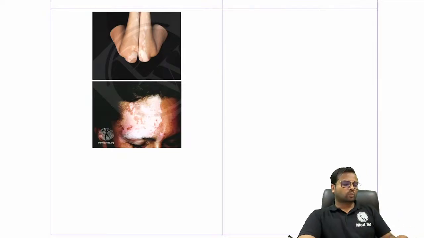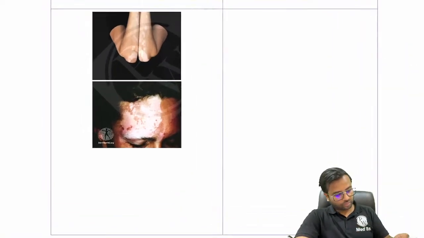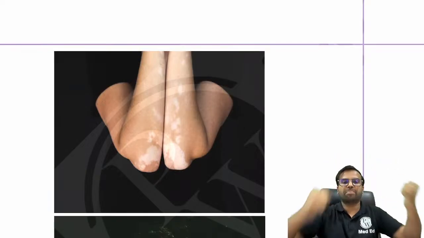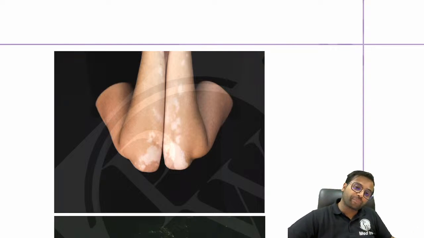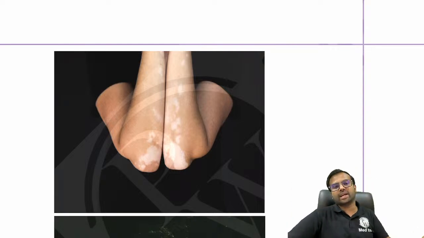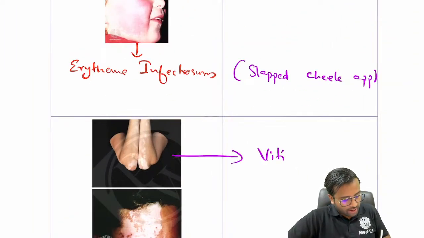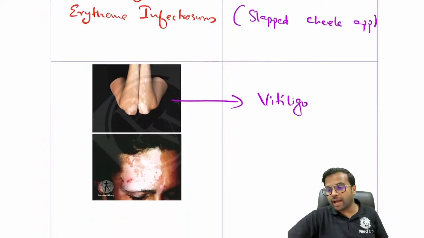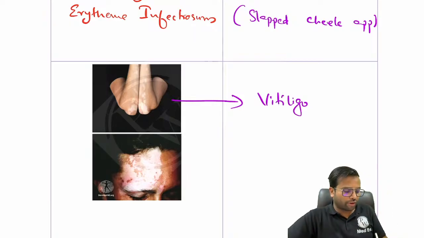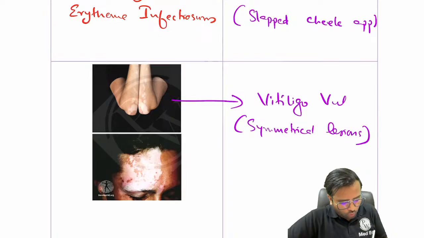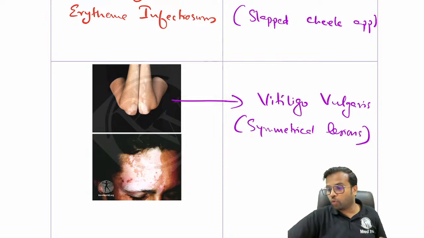So here, let's see this one. You can see that there is a patient showing you some depigmented lesions over both sides of the upper limb. What is this? Very good. So this one should be vitiligo. And which type of vitiligo can it be? Since you can find symmetrical lesions, this should be vitiligo vulgaris, right? It should be vitiligo vulgaris.